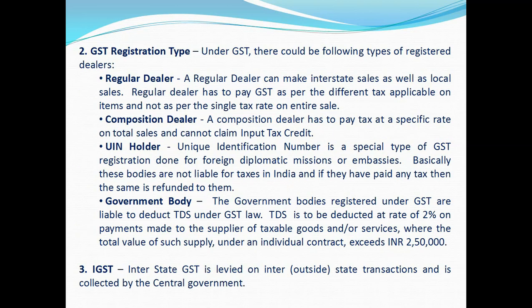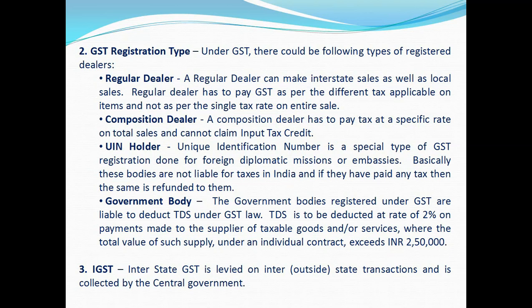Next we will discuss the GST registration types. Under GST there could be various types of registered dealers. First is the regular dealer. Most of the entities that register themselves under GST fall under the regular dealer category. A regular dealer can make interstate sales as well as local sales. Next is the composition dealer.